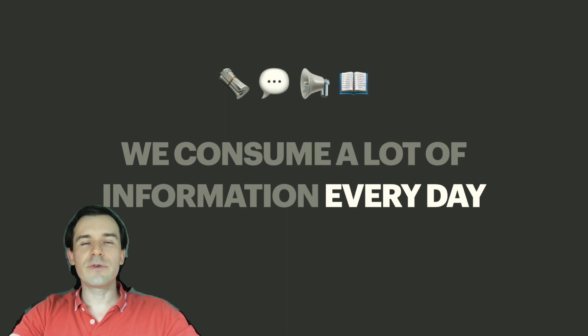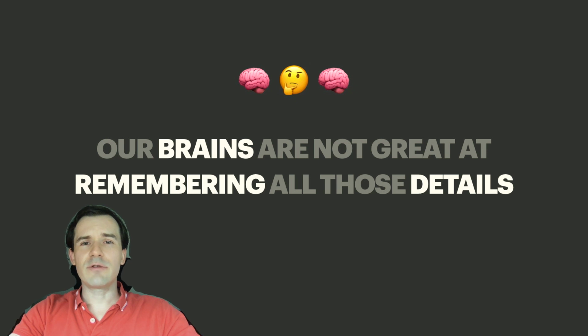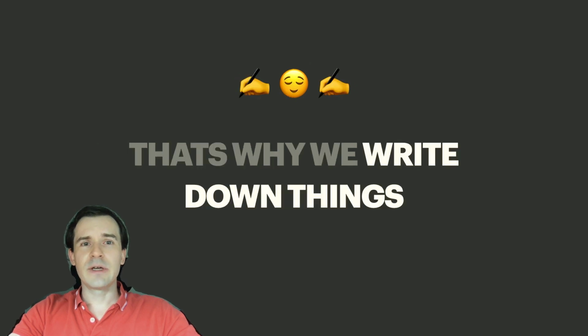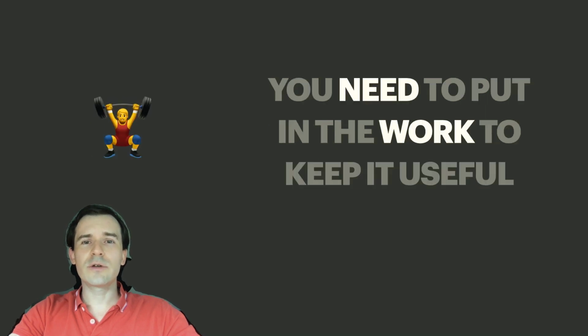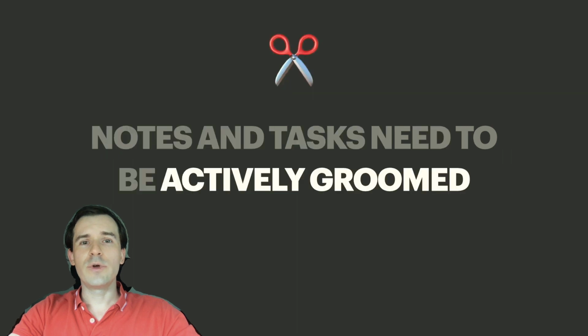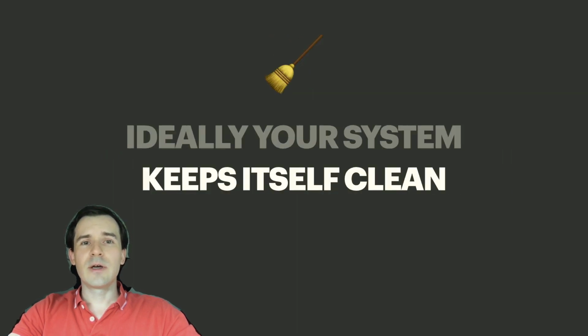We consume a lot of information every day, be it through messages, emails, or through our own research. But our brains are not great at remembering all those details. That's why we write down things, be it in task managers, note apps, or in our physical notebooks. This works great at first, but then we quickly become overwhelmed, because we need to put in the work to keep it useful. We need to actively groom our tasks and notes to keep them clean. But ideally, our system keeps itself clean.